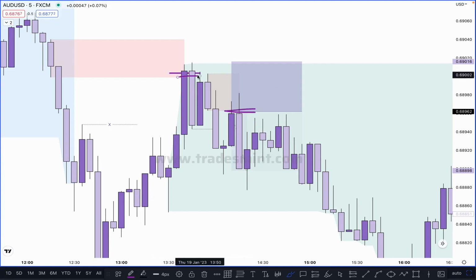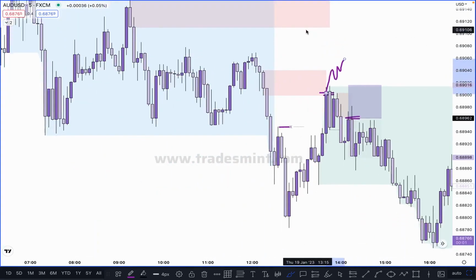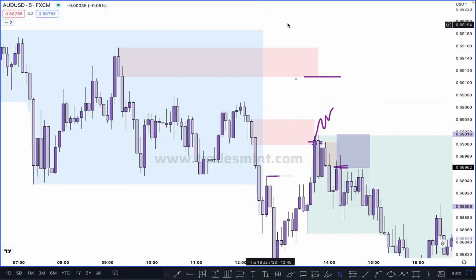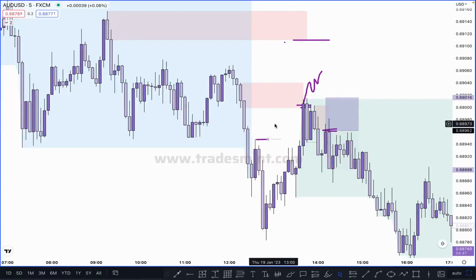This is not high probability, because after taking out the inducement, maybe the market can go higher to mitigate the unmitigated extreme POI, which is here. But if you are willing to sell at this point directly, that is okay, because above it there is no unmitigated order block, so you can take a direct sell entry on your extreme POI. But after taking out the inducement, you don't need to take a direct entry for the buy or sell.